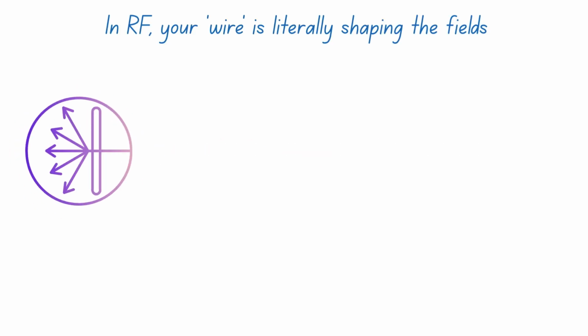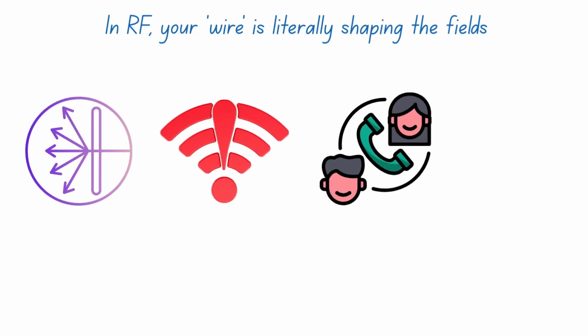Now, if you're into RF, this is not philosophy. This is design, because at RF, your wire is literally shaping the fields. And if you shape the fields wrong, you get reflections, loss, crosstalk, EMI.